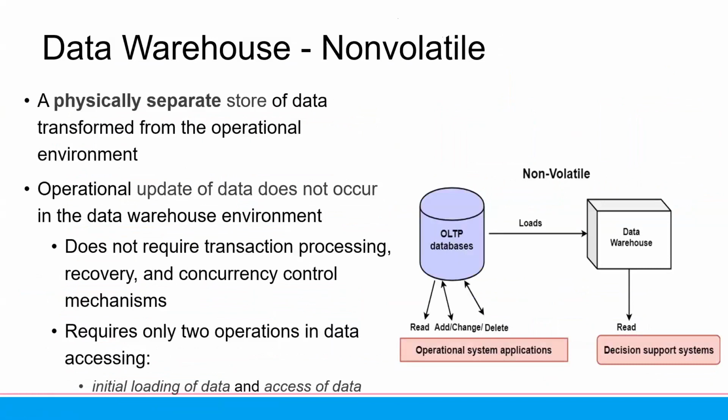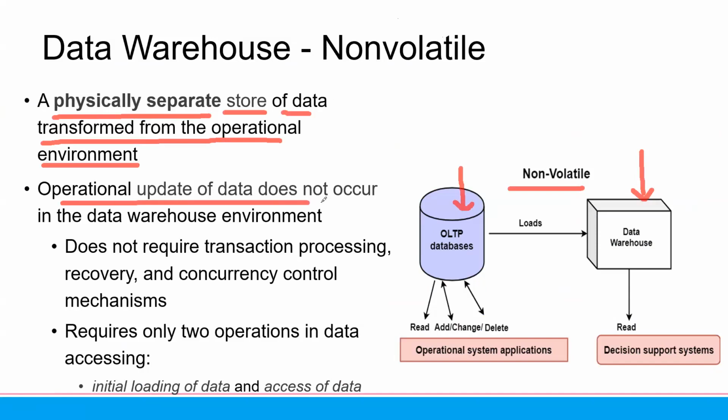Non-volatile. Non-volatile means it's not connected. So once the OLTP database is changed, there will be no changes in the data warehouse because it is not connected. We call this physically separate: a physically separate store of data transformed from the operational environment. Operational update of data does not occur in the data warehouse environment.